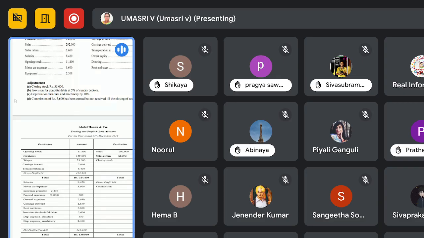And also in the balance sheet, debtors 52,000 less bad debts written off 2,000, and less provision for bad and doubtful debts, that is 2,500, like that.